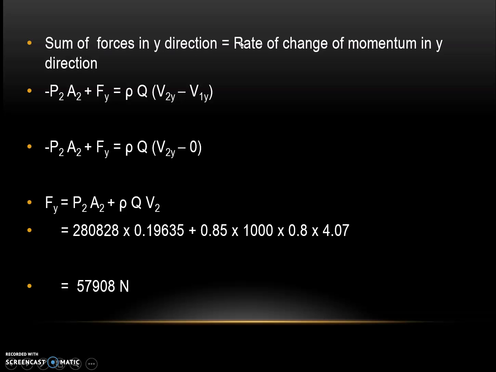Sum of forces in y direction equals rate of change of momentum in y direction. Minus P2A2 plus Fy equals rho Q into V2y minus V1y. So minus P2A2 plus Fy equals rho Q into V2y minus 0. So we get Fy equal to P2A2 plus rho Q V2. P2 is 280828 into A2 is 0.19635, plus density of liquid is 0.85 into density of water. So it is 0.85 into 1000 into Q is 0.8, V2 is 4.07. So we get Fy equal to 57908 Newton.